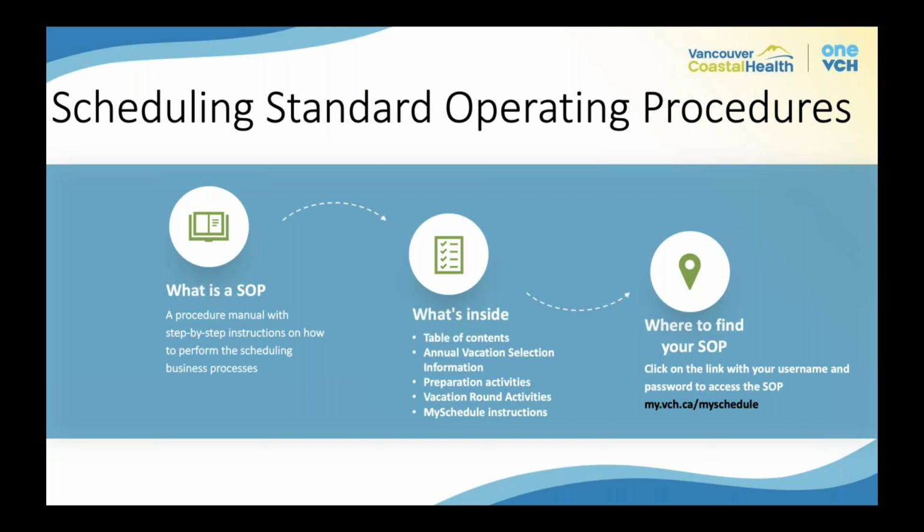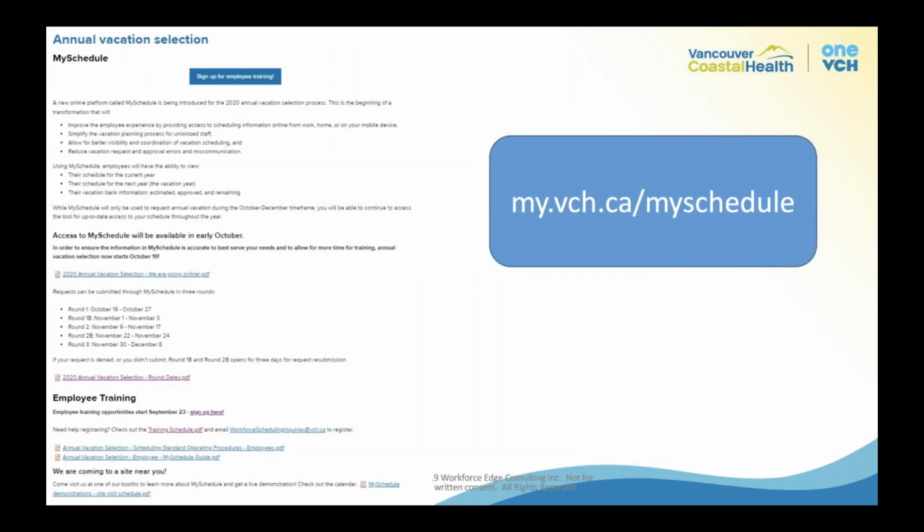As well, there are vacation round activities that you will need to follow during that October 19th to 27th round 1, as well as the latter rounds 2 and 3. You'll have specific instructions around the MySchedule program itself and how to use it. All of these can be found within the Standard Operating Procedure, or SOP, on the my.bch.ca/MySchedule website. Here's a screenshot of the website.